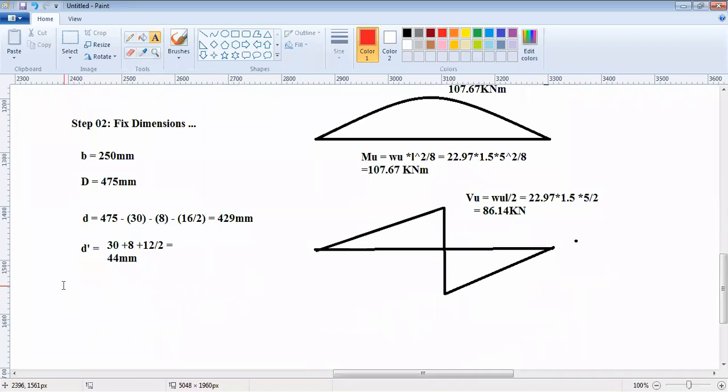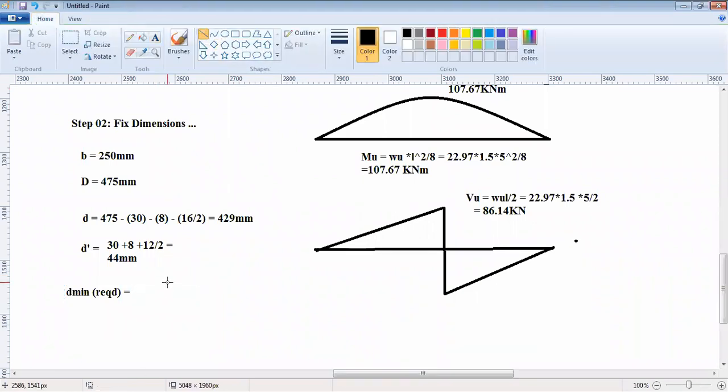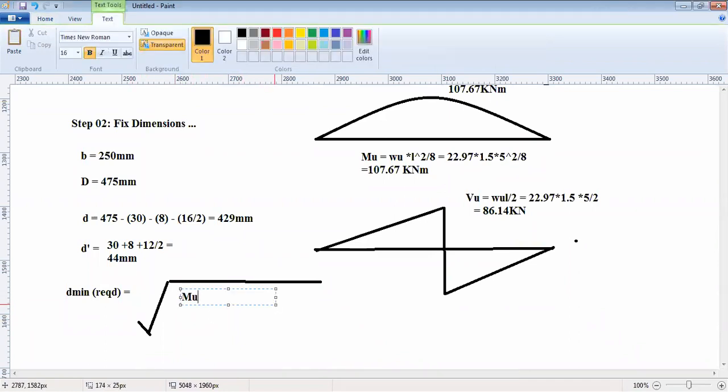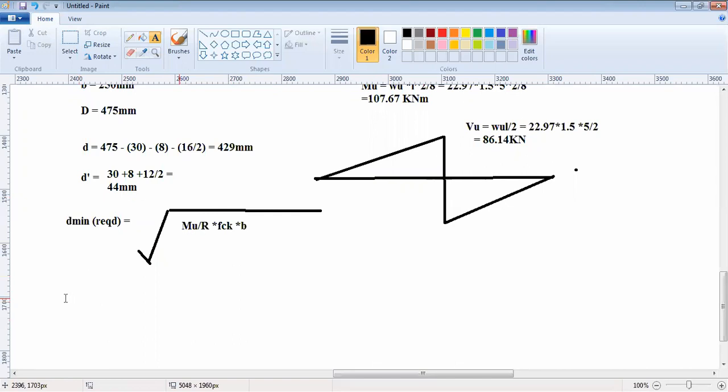Now, if I use the logic of D minimum required, where does that come from? How did we get D minimum or D required? How did we reach this equation where we wrote root of Mu by R fck into b? Was this the equation for D minimum required? Where did we get this? Mu was Mu limiting.